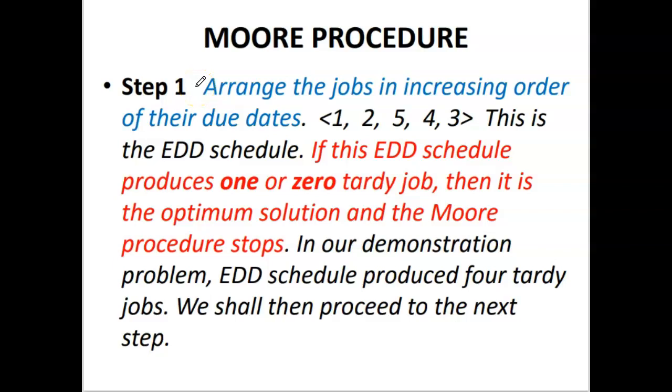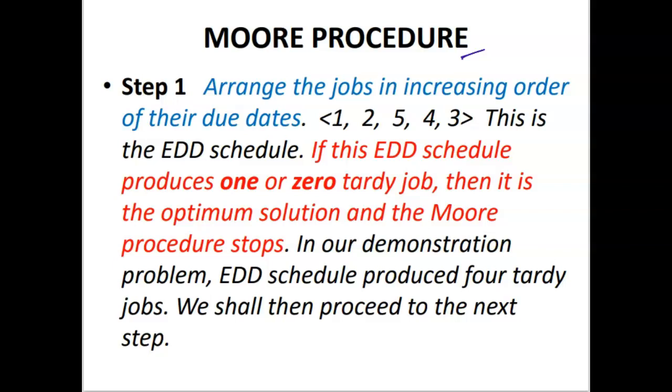Today we are looking at part 2 of our sequencing and scheduling. If you remember, in the part 1 video, we scheduled our jobs using 4 priorities: earliest due date, shortest processing time, longest processing time, then first in system, first served. Today we are moving further, looking at what we call Moore's procedure.